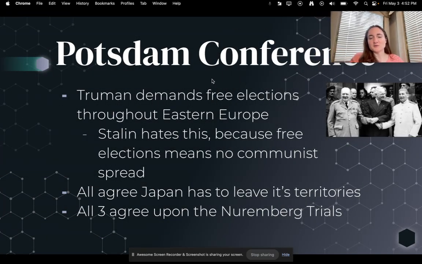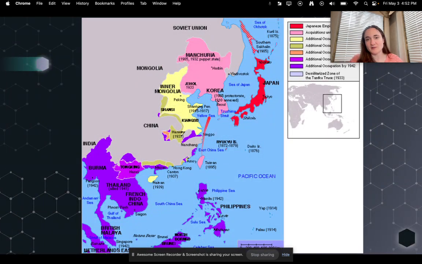During the conference, Truman demands free elections throughout Eastern Europe. Stalin really hates this because free elections means that communism will not spread. They all agree that Japan needs to leave its territories that it took over in China and other parts of Asia. And all three agree upon what would become the Nuremberg trials, which I'll show you in just a slide from now. So here's Japan, again, at the height. They had all of this land that you see colored in. Japan had to give up all of this land.